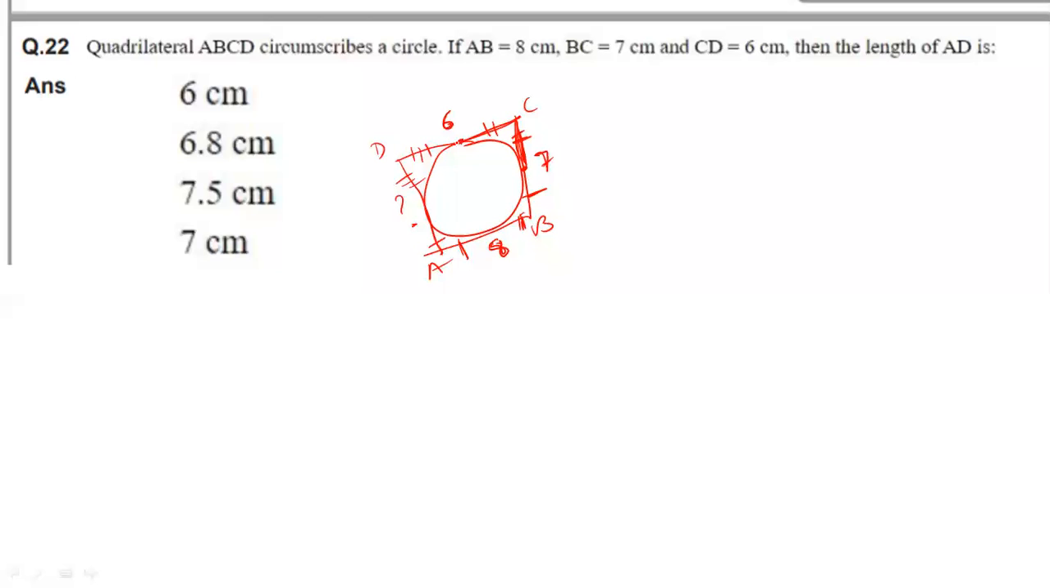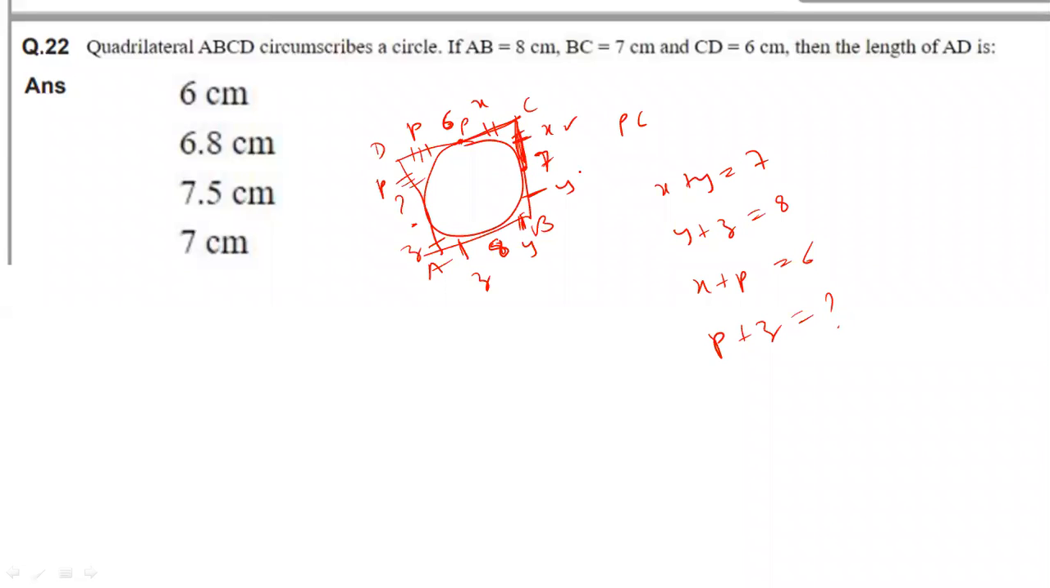So let us say this is P, or I can say this is X, this is Y, this is Z, this is P. So I can say X plus Y is equal to 7, Y plus Z is equal to 8, X plus P is equal to 6, and it is asking P plus Z is equal to what?